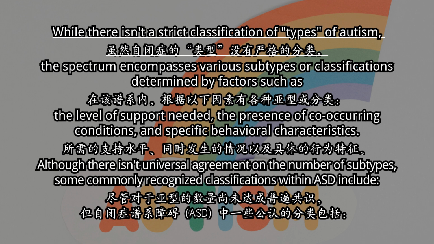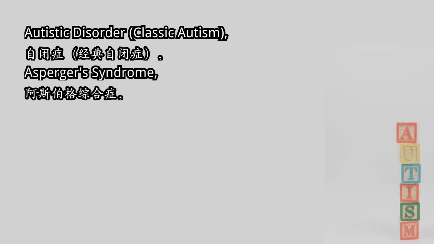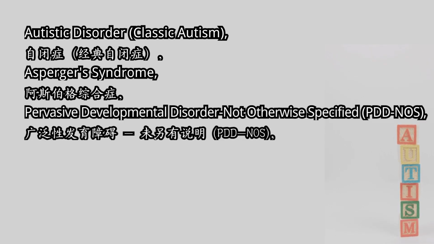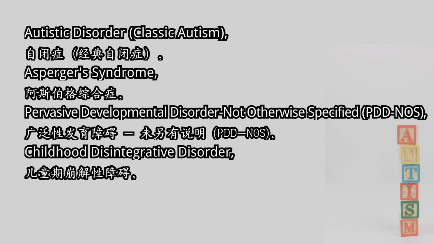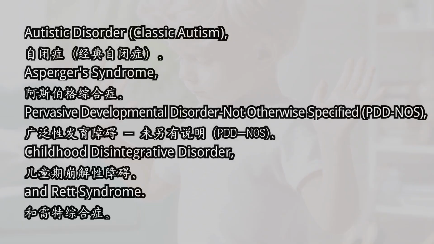Although there isn't universal agreement on the number of subtypes, some commonly recognized classifications within ASD include autistic disorder, classic autism, Asperger's syndrome, pervasive developmental disorder not otherwise specified, PDD-NOS, childhood disintegrative disorder, and Rett syndrome.